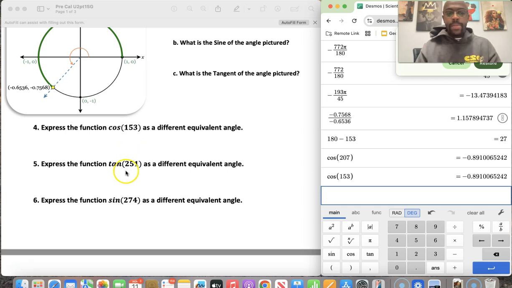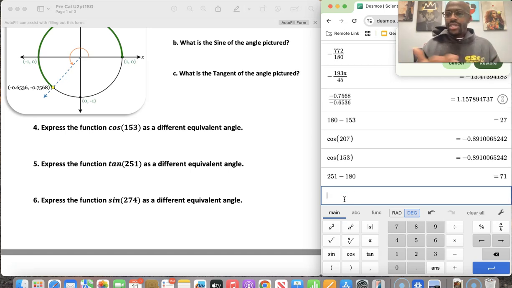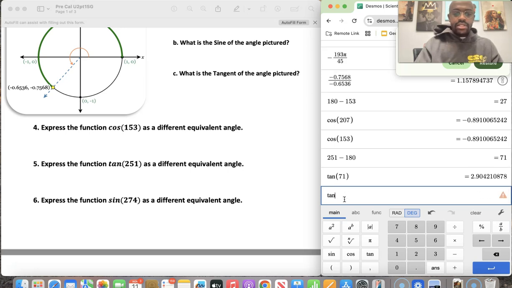Now let's go ahead and look at number 5, tangent of 251. So think about what quadrant this is in. This is in quadrant 3. And tangent is positive in quadrant 3 because sine and cosine are both negative, so tangent is positive. Where else is tangent positive? Quadrant 1. So then I'm going to find the reference angle of 251 by taking 251 minus 180, and then I'm going to find the angle in quadrant 1 with the same reference angle. But in quadrant 1, the reference angle is the angle. All right, so that means tangent of 71 should be the same thing as tangent of 251, and it is correct. So the answer here is tangent 71.